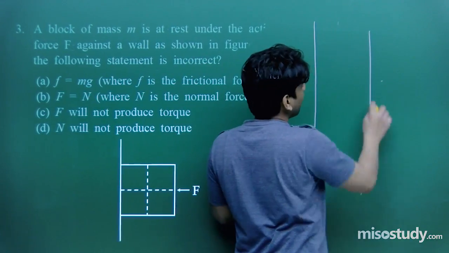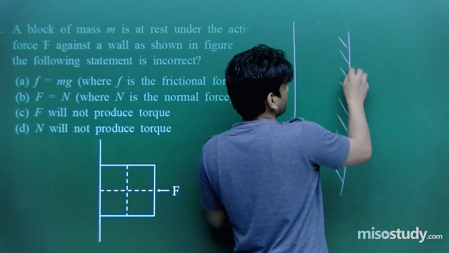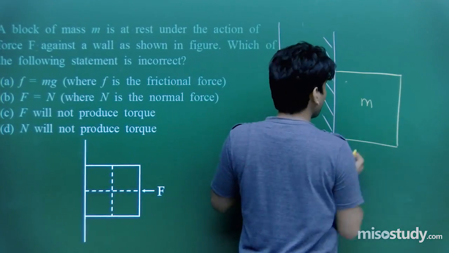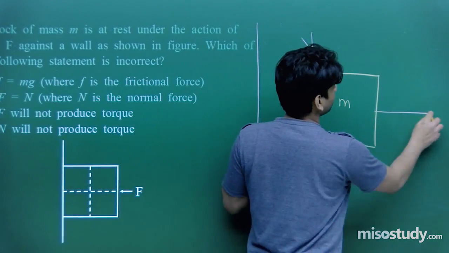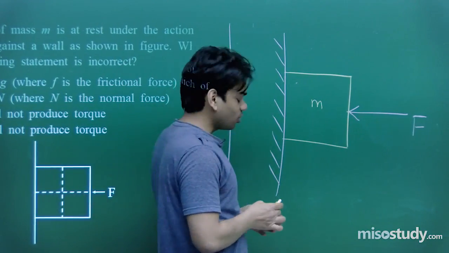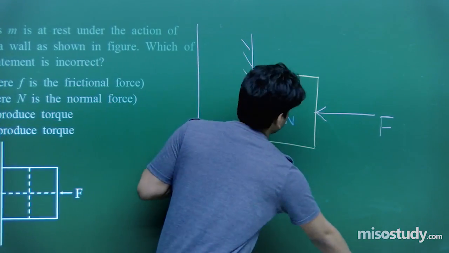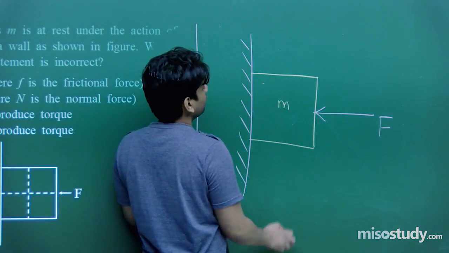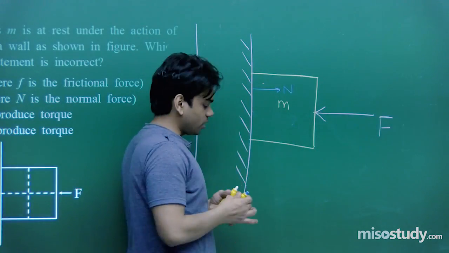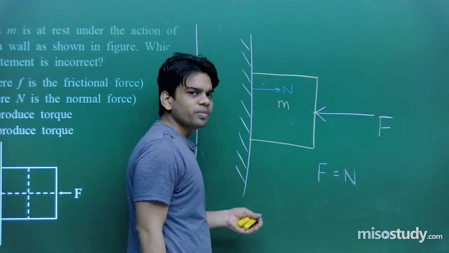Now see, this block is actually attached to this wall. This is the block and the mass is given as small m. The force acting towards the wall is given as capital F. There will be a normal reaction acting on the block, along this direction. So from the horizontal equilibrium, we can easily write that F should be equal to N.